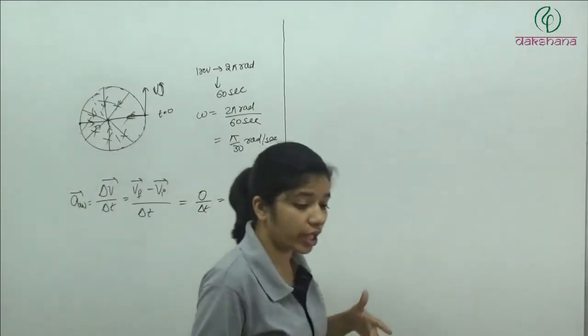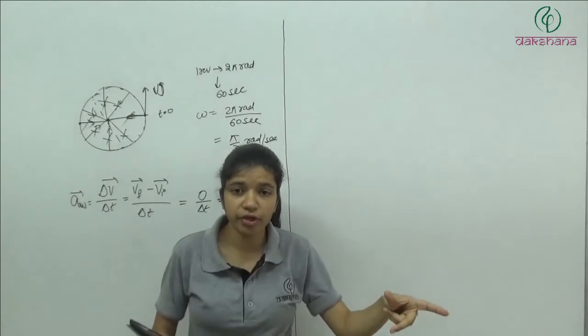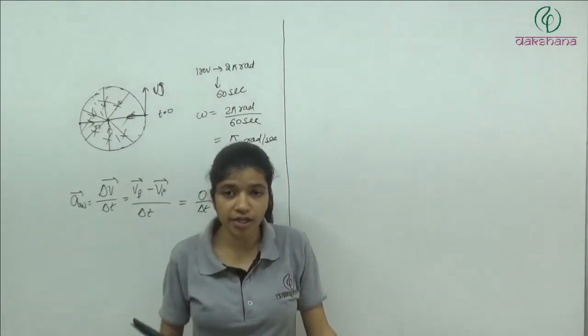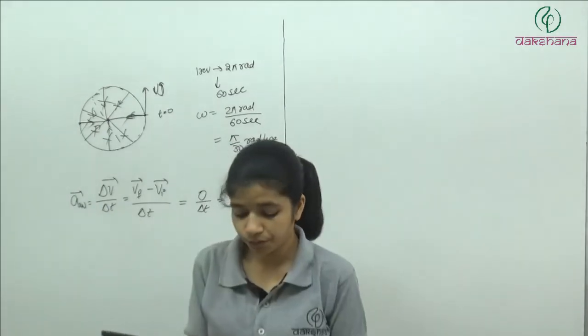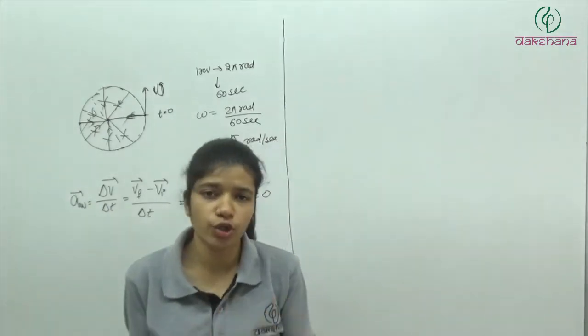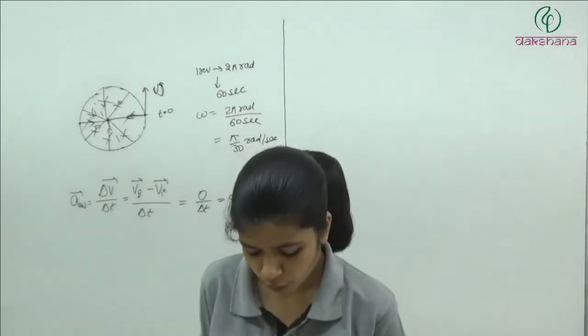When we are finding the average acceleration, what do we do? We find the final velocity and initial velocity, delta V divided by delta T is equal to the average acceleration, which is 0 here. So it will be a null vector. 0 means null vector, or null vector means 0. So fourth option.